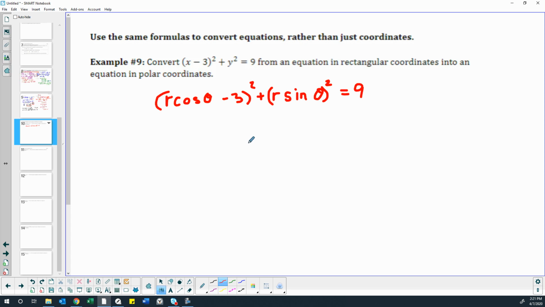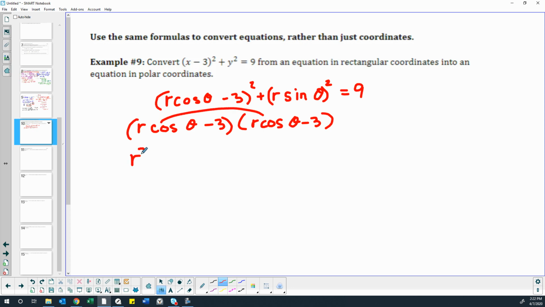Okay, so now we can simplify this, whether we want to or not, I don't know, but oh well, let's do it anyway. So squaring this, I'm going to have r cosine theta minus 3 times r cosine theta minus 3. You don't have to write this all out if you don't want to. I just want to make sure everyone's clear on what I'm doing. So I'm going to multiply this times this. So r squared cosine squared theta, and then we have a negative 3 and a negative 3, so it would be negative 6 r cosine theta, and then plus 9.